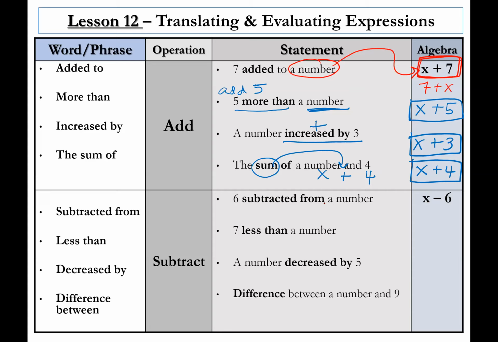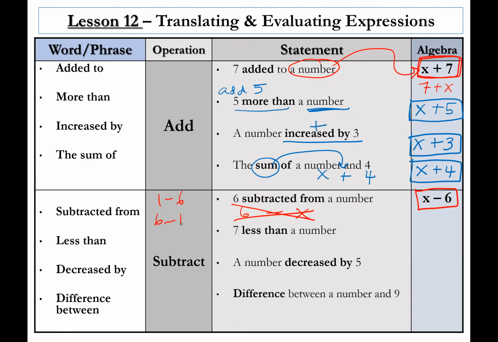6 subtracted from a number. Okay, this one is a good one to start with. The order does matter. So it would not be the same thing if you wrote 6 and then minus and then x. The answer would be different. All you have to do is put a number in for x to see that those two statements are not equal to each other. For example, 1 minus 6 is not the same thing as 6 minus 1.